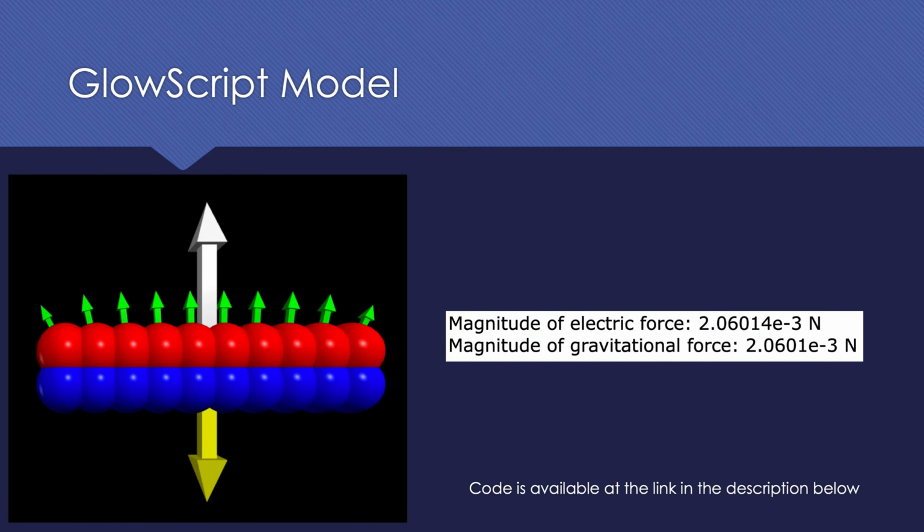To simulate the forces experienced by tape B, this model was coded using GlowScript. The model is shown on the left and the calculation results are shown on the right. This model approximates the pieces of tape as line charges. The red line of charge is tape B and the blue line of charge is tape A. The white arrow represents the electric force, which has a magnitude of 2.0601 times 10 to the negative 3rd newtons.